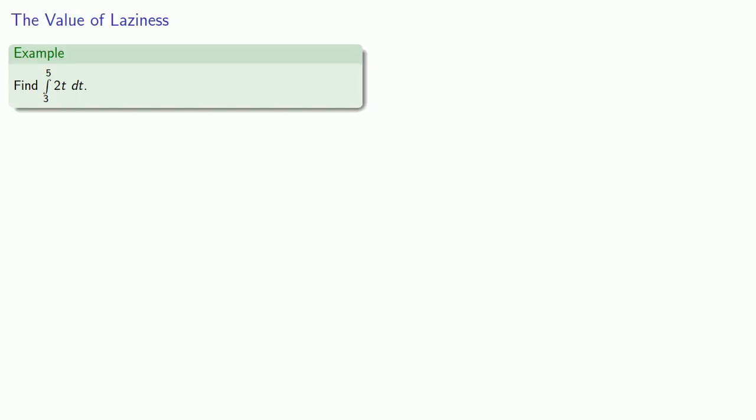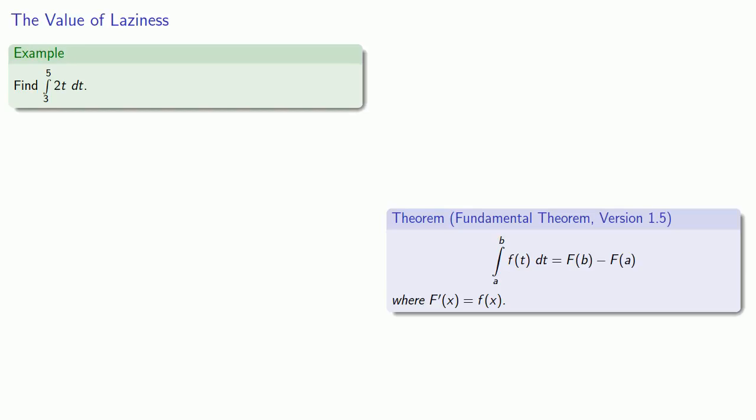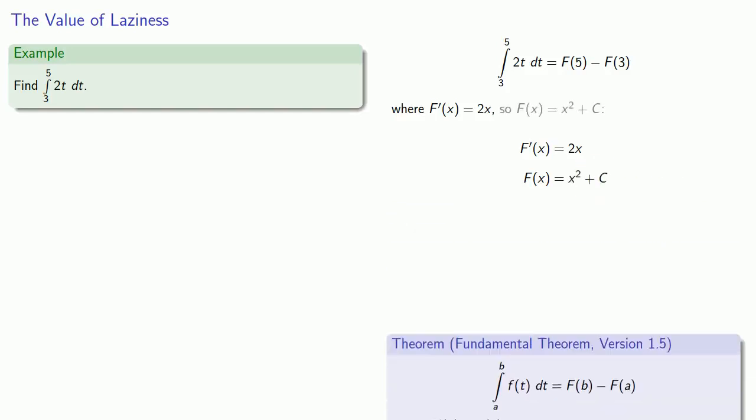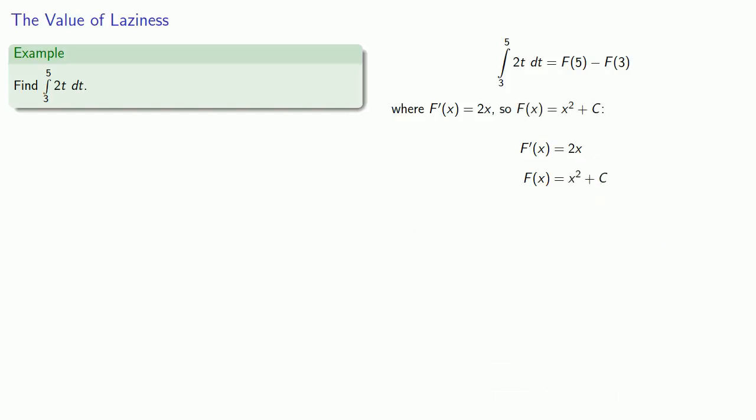So to find the definite integral from 3 to 5 of 2t dt, the revised version of the fundamental theorem says that this is going to be capital F of 5 minus capital F of 3, where the derivative of capital F is 2x. So we find a function whose derivative is 2x. Now ordinarily at this point we try to find what c is, but let's be a little bit lazy and not worry about the value of c just yet.